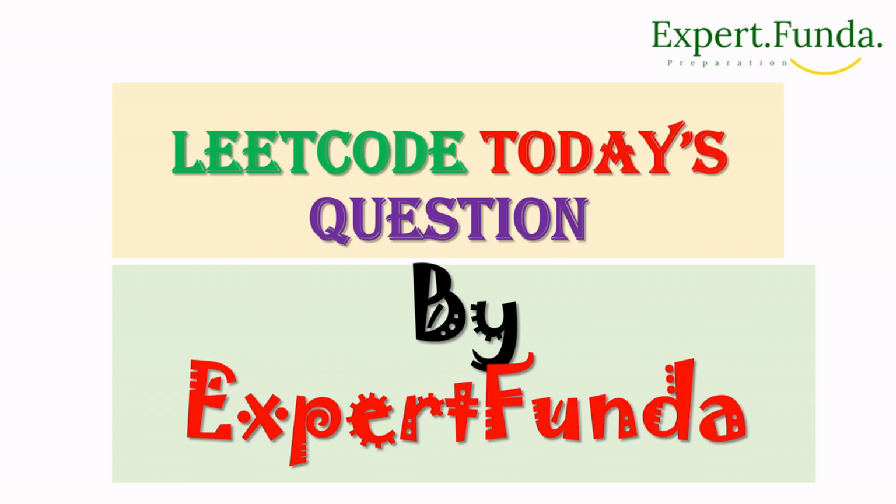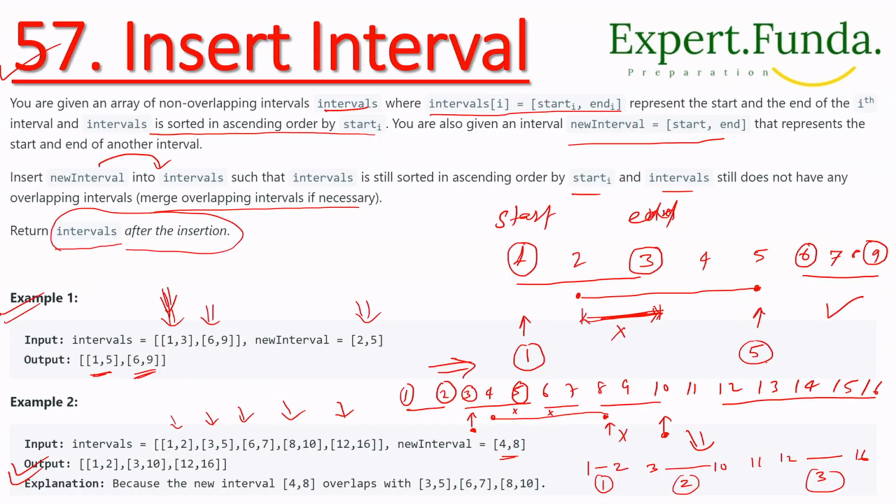So we have seen the first part of this question, the insert interval problem. We insert the interval if it is possible; if it is overlapping, then we retry. If we want to recap, this is the start point and this is the end point, and a new interval is coming like this.